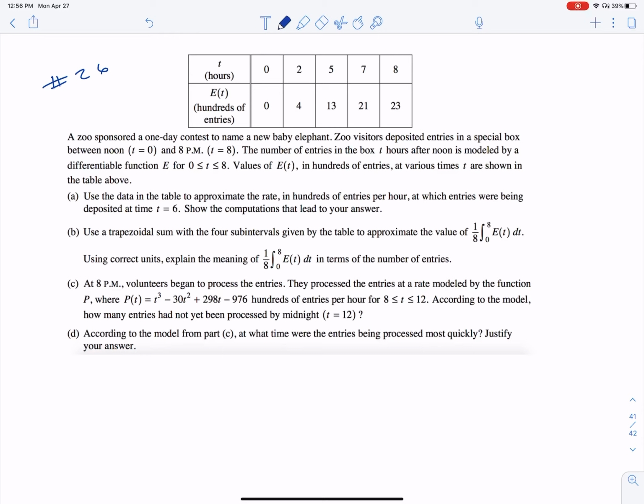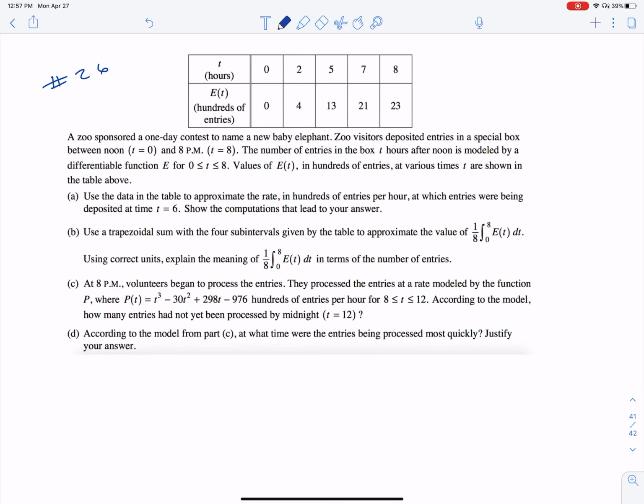The number of entries in the box, t hours after noon, is modeled by the differentiable function E that was given from 0 to 8. Values of E of t in hundreds of entries at various times are shown in the table above. A couple things we should notice: we should always look at the table and ask, what is it? Is it a position, velocity, or acceleration? In this case, it is a position function because the units are hundreds of entries. That's a position value, not a rate of change.